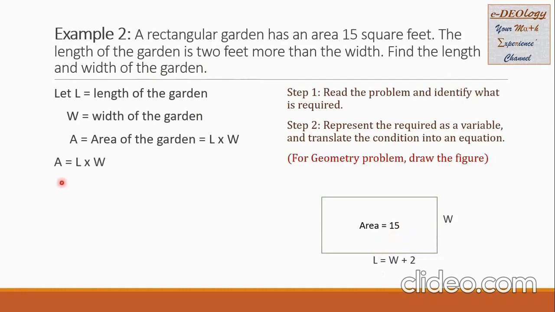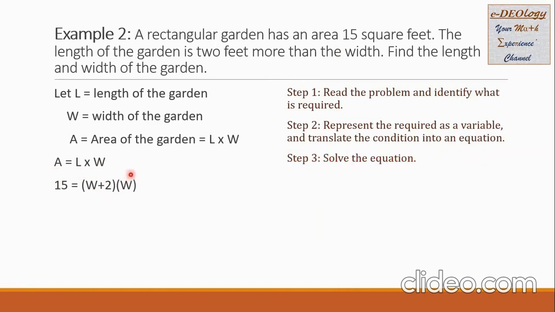We will use the formula A equals L times W. Then we will substitute the values. The value of A, or the area, is 15. So we change that A into 15. The L is equal to the W plus 2. We will substitute this value for the L. And then times the W, we copy the W here.